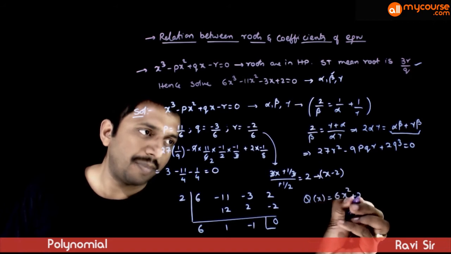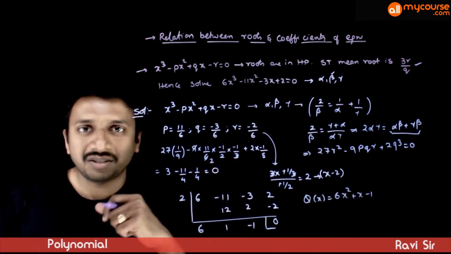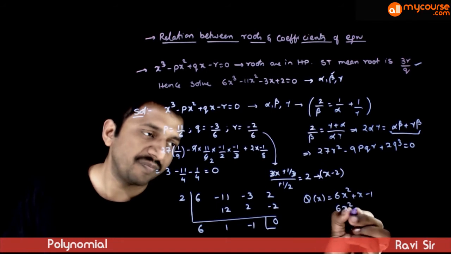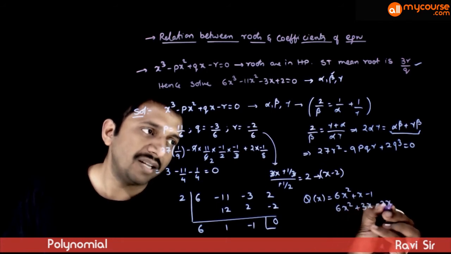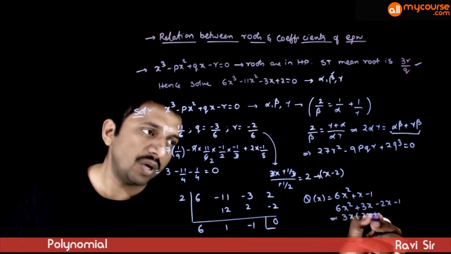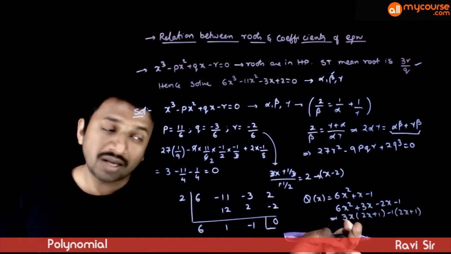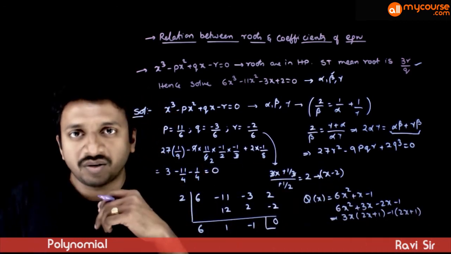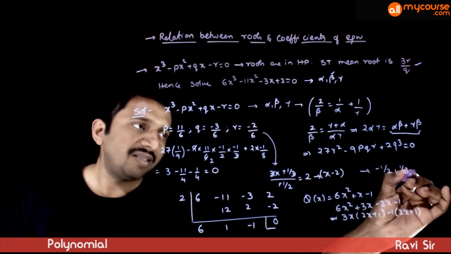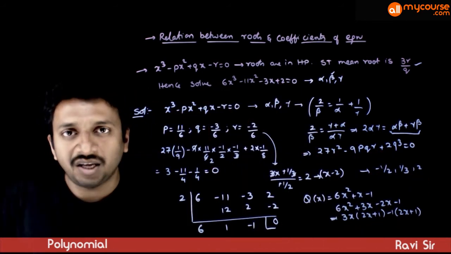6x square plus x minus 1. You can very easily do the factorization for this. So minus 6 can be written as plus 3x minus 2x. This implies 3x times 2x plus 1 minus 1 times 2x plus 1. This implies 2x plus 1 times 3x minus 1 is equal to 0. So the roots are minus 1 by 2, 1 by 3, and 2. So these are the 3 roots of this equation.